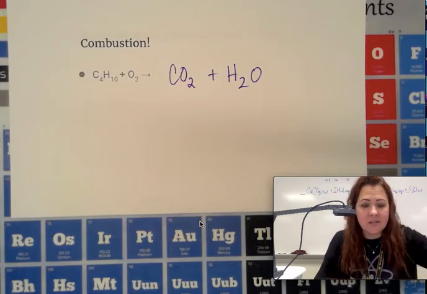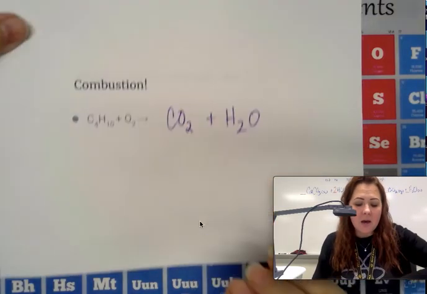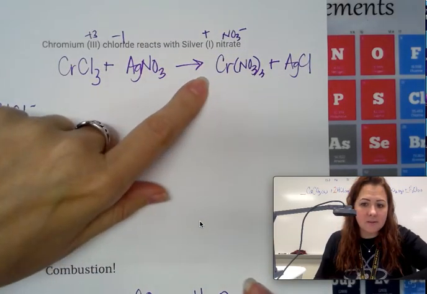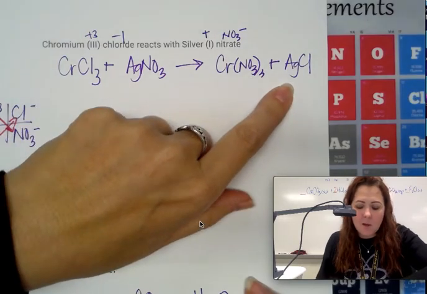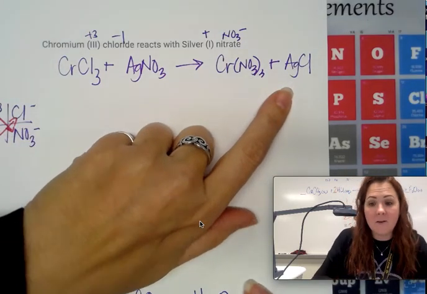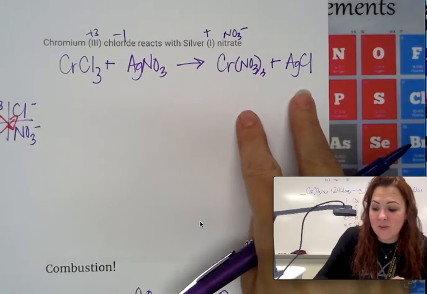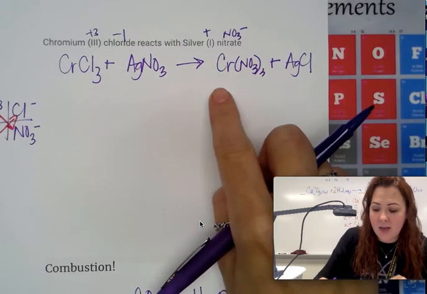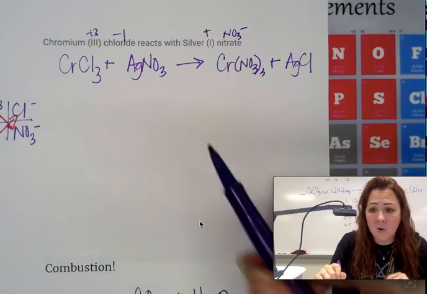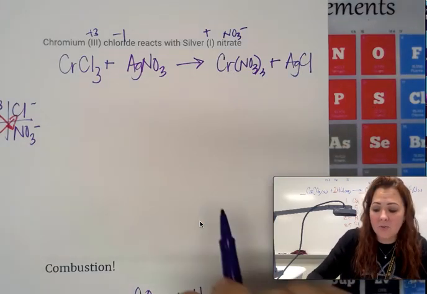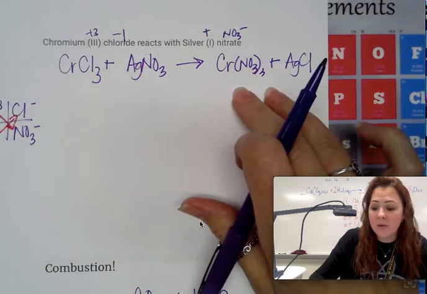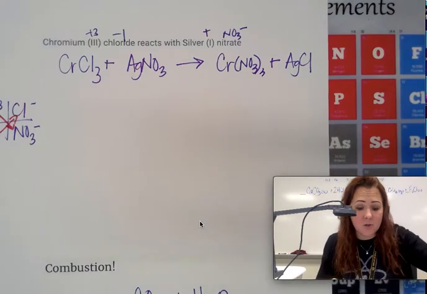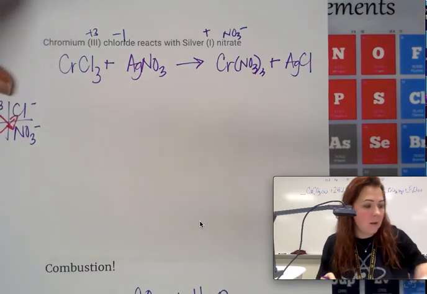Now, something that I did forget to tell you at the beginning, when you're predicting your products, I don't care what order you write your products in. It doesn't matter. I had a college professor that made us write them in alphabetical order. So he would make the Ag one come first because silver is Ag, and then A and C. He did that to make it easier to grade, but there's no rhyme or reason as to why they're written the way that they are. So if you wrote it as silver chloride first, that's fine. It's up to you how you want to do that.